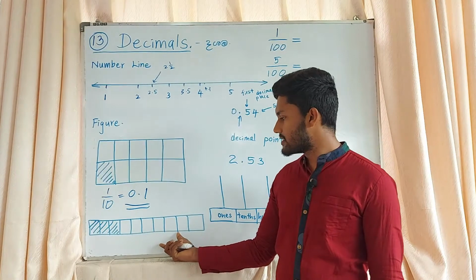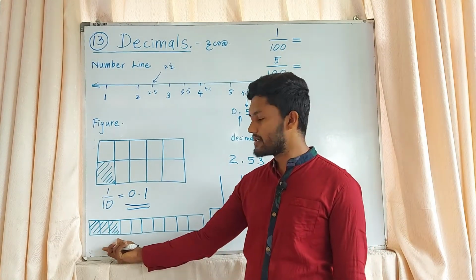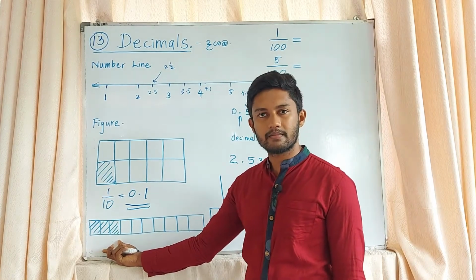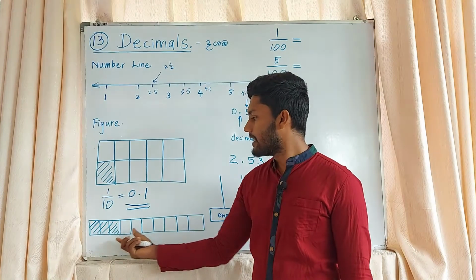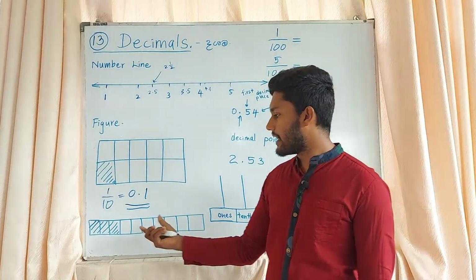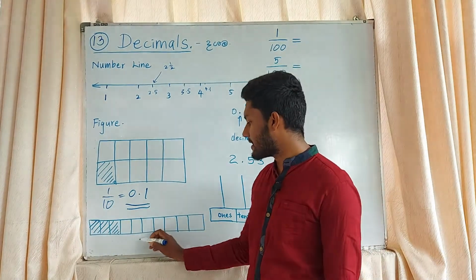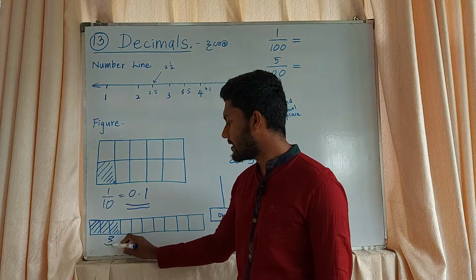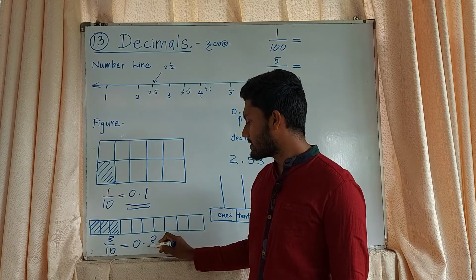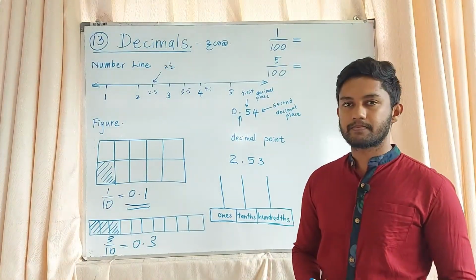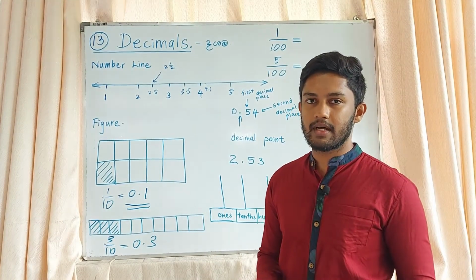Then dear students, you can find there are 10 squares here. How many squares are colored? Yes, 3 squares are colored here. Then out of 10 there are 3 squares colored. Then we can say that it is 3 over 10, 0.3. Likewise, we can identify the decimals.